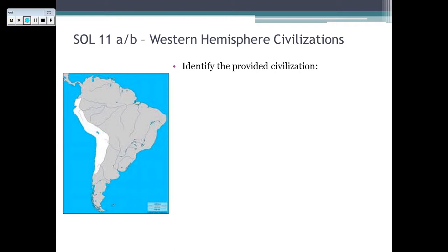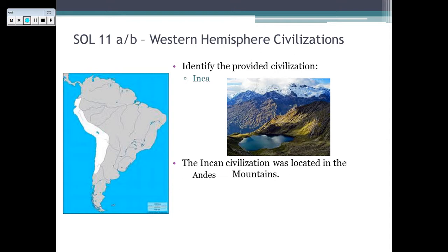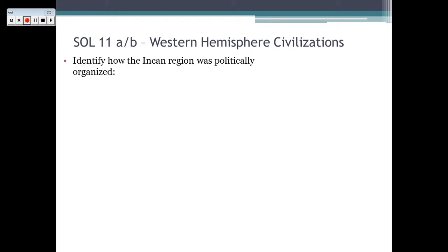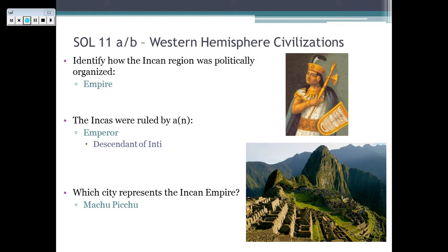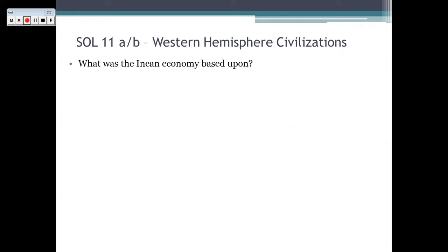And then our last Western Hemisphere civilization that you guys need to know, we move to South America, and this is the Incans. Okay, the Incans are located in the Andes Mountains, and this is, as we said, in South America, present-day Chile and Peru. Alright, the Incan region was politically organized as an empire with one emperor, and the Incans were ruled by an emperor, as I said. Descendant of Inti. Which city represents the Incan Empire best? And that is the city of Machu Picchu.